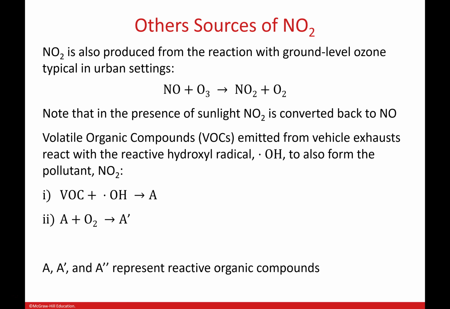So that forms A, and then that A reacts with more oxygen to form A prime. That's what we call that with a little tick mark. And then that A prime reacts with the NO to form A double prime, just a generic reactive organic compound, and then ultimately we end up with NO2. So in all of these, do you see that there's no A left? A is mutated from A to A prime to A double prime. So the whole bottom line is you get NO2 from your volatile organic carbons.